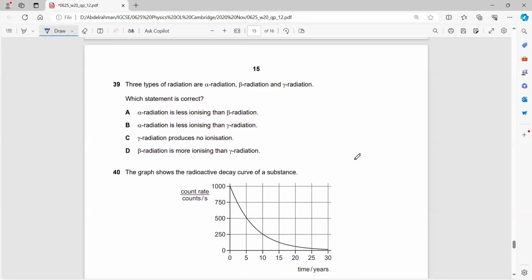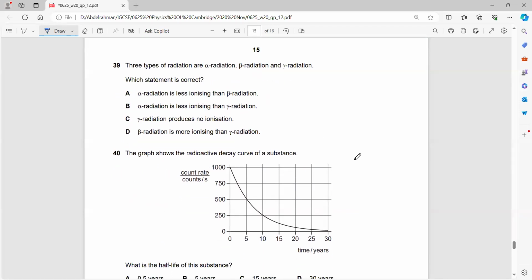Three types of radiation: alpha, beta, and gamma radiation. Which statement is correct? Alpha is less ionizing? No. Alpha is less ionizing than gamma. Gamma produces no ionization. Beta radiation is more ionizing than gamma radiation.